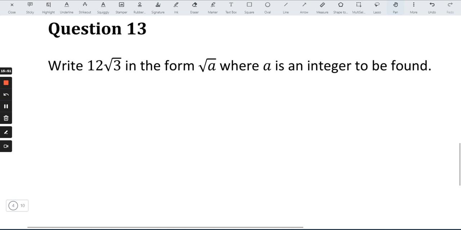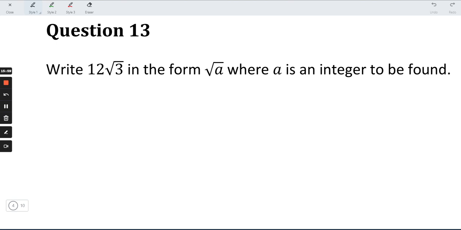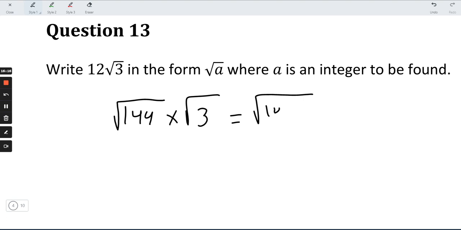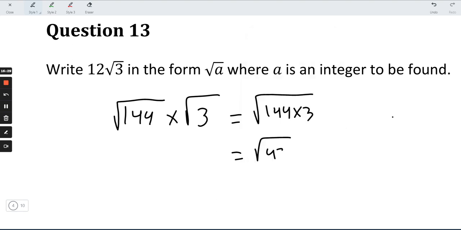Question 13, write 12 square root 3 in the form square root a, where a is an integer to be found. Okay, so we need to find it. Here we will write 12 as a square number, so 12 times 12 is 144, so we will write it under the square root 144 times the square root of 3, then we'll put them under the one square root, which is 144 times 3, and this will give us 432.